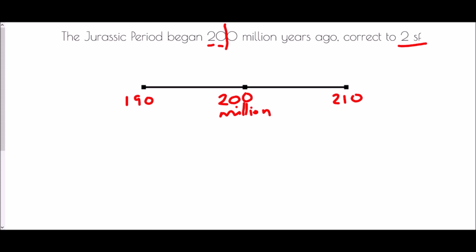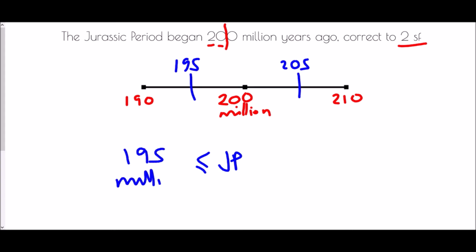And so, again, halfway points. What is halfway between 190 and 200? Well, it's 195. What's halfway between 200 and 210? It's 205. And so, the Jurassic period started between 195 million years but less than 205 million years ago.